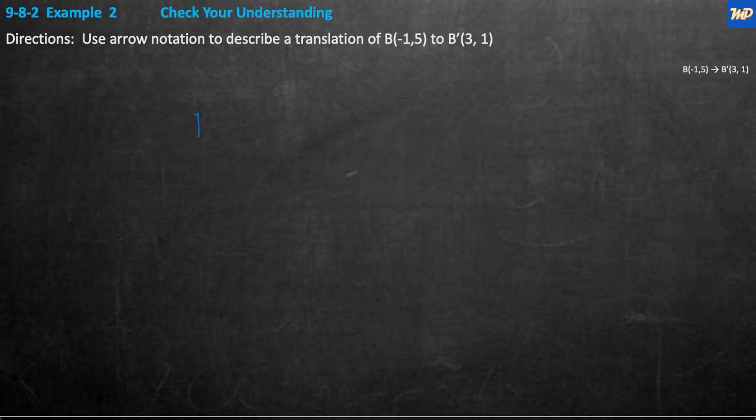Watch. We're going to B -1, 5. So X is -1, Y is 5. And it's translating, there's our arrow, to B prime -3. X will be -3. Y will be 1. There it is. Solution right there.